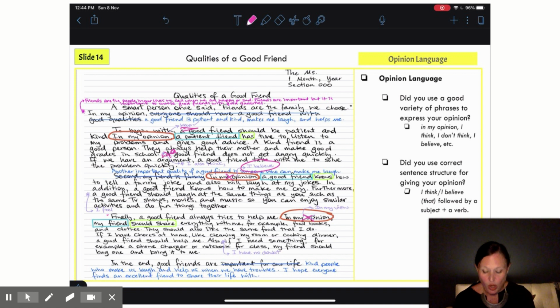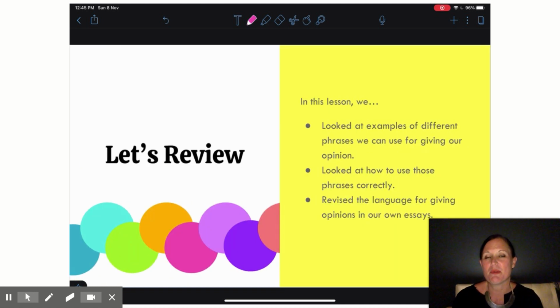And then I added also, again, I'm doubling up on some adverbs. So I've got my adverb that's linking that additional transition word. And then I'm going to add in, I have no doubt, right? To say that this is my opinion, this is something I believe strongly. If I need something, a good friend will bring it for me, right? So now I have a good variety of phrases. I've used a bunch of different ones, and I've used correct sentence structure. So yay!